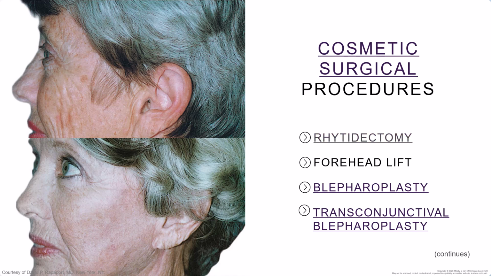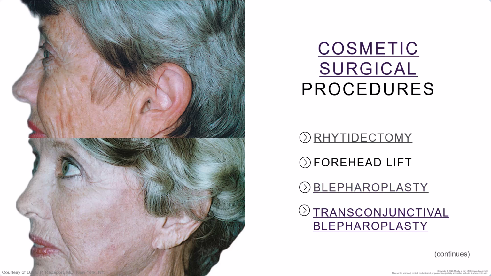A rhytidectomy is a facelift. This removes excessive fat around the jawline, and it tightens loose atrophic muscles and removes sagging skin. A forehead lift or a brow lift can also be performed separately or in combination with an eye lift.